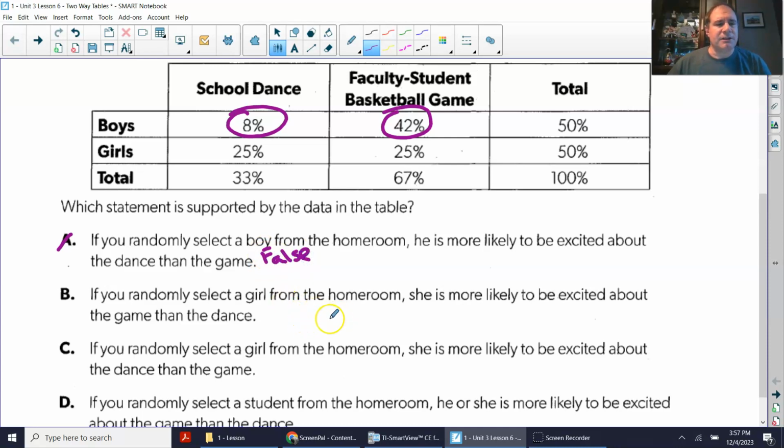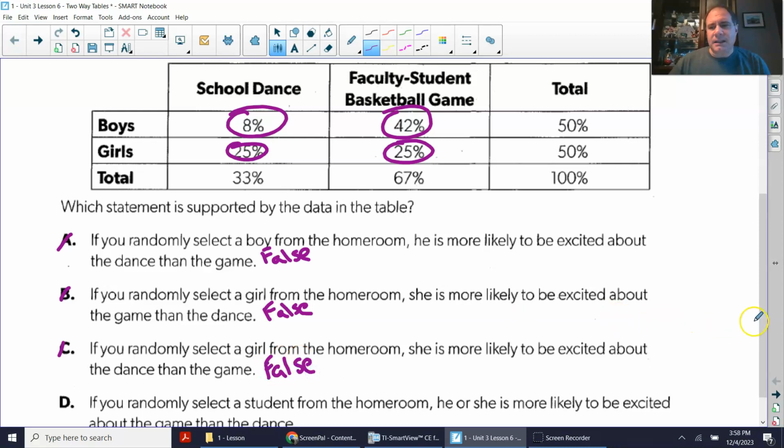If you randomly select a girl from a homeroom, she's more likely to be excited about the game than the dance, and they're split. So that cancels. And that's false. If you randomly select a girl from a homeroom, she's more likely to be excited about the dance than the game. We already went through that the girls are split basically down the middle with 25% dance, 25% looking forward to the basketball game. So that's out and that's false.